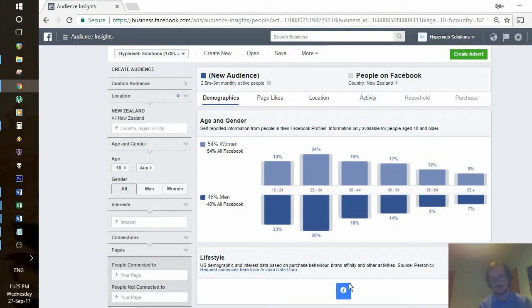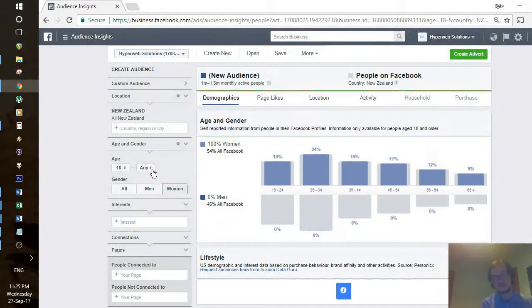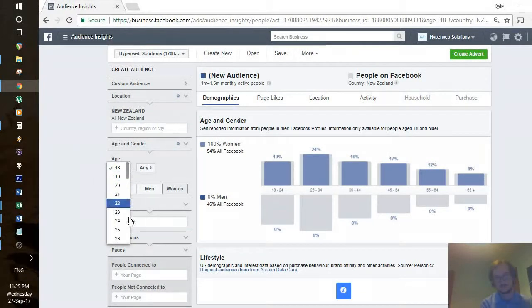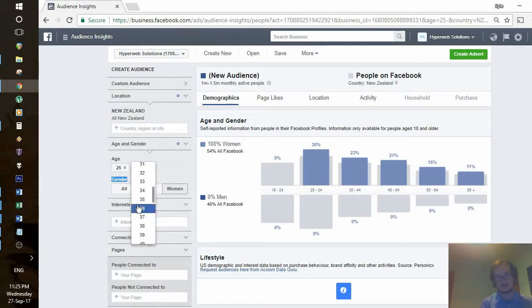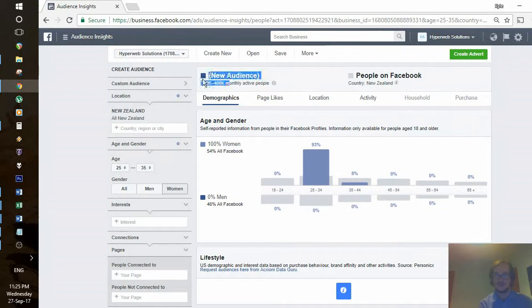So with that basic information, we can separate the data out. If you wanted to run an ad and you only wanted to run it to women of a specific age, you can do that. And let's say you wanted to run an ad for women, I don't know, 25 to 35. That's still 350 to 400,000 monthly active users on Facebook who you can get access to. As you can see, that's pretty helpful. Just that alone can be really beneficial.